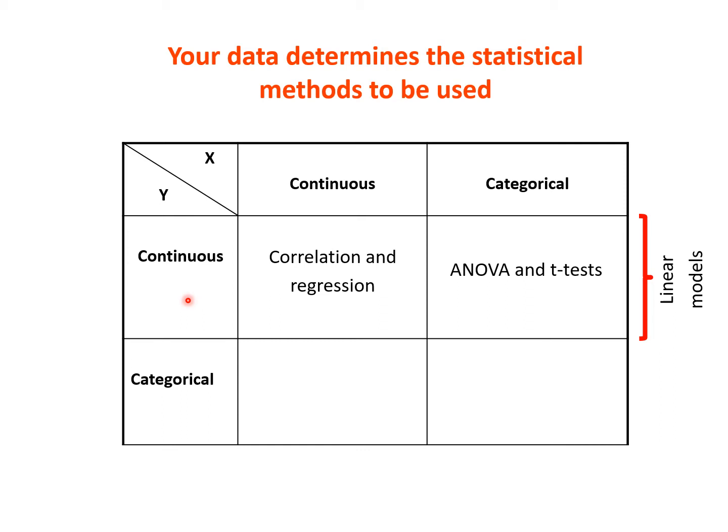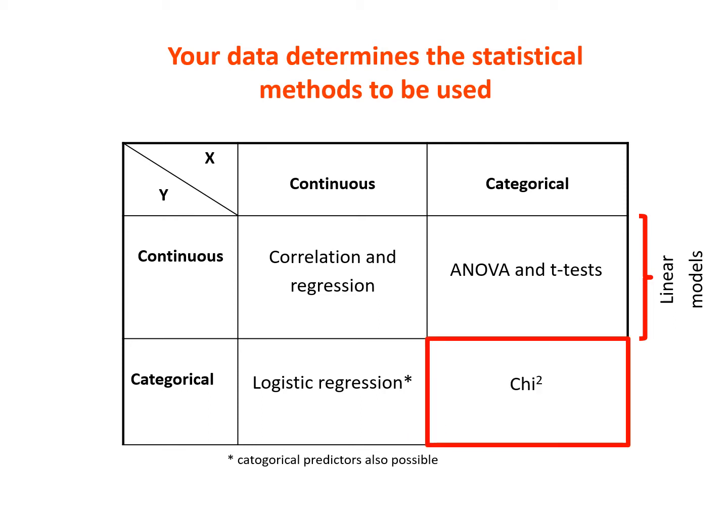In another scenario where you have a categorical response and a continuous predictor, then logistic regression will be most appropriate. And remember that categorical predictors are also possible within logistic regression. Finally, and the focus of today, when we have a categorical predictor and a categorical response, then chi-squared tests are appropriate. This is especially true when one's counting the number of observations in different categories.